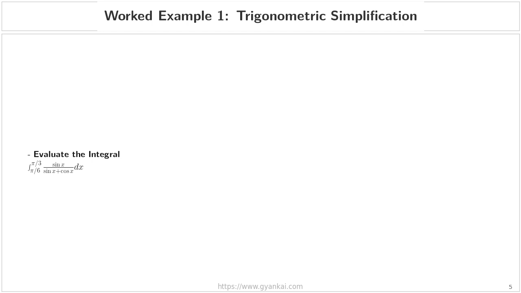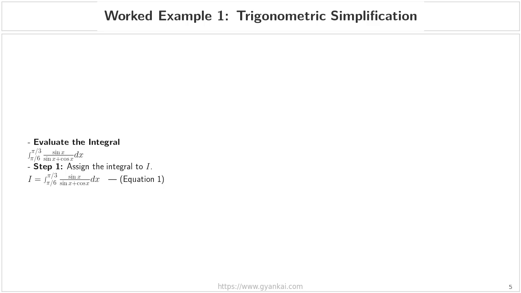The integral from pi over 6 to pi over 3 of sine of x divided by sine of x plus cosine of x, with respect to x. Step 1. The first thing we always do when using the 2I method is to assign our integral to a variable. In this case, we'll call it I. So, we write I equals the integral from pi over 6 to pi over 3 of sine of x divided by sine of x plus cosine of x, with respect to x. We'll label this as equation 1, just for easy reference.